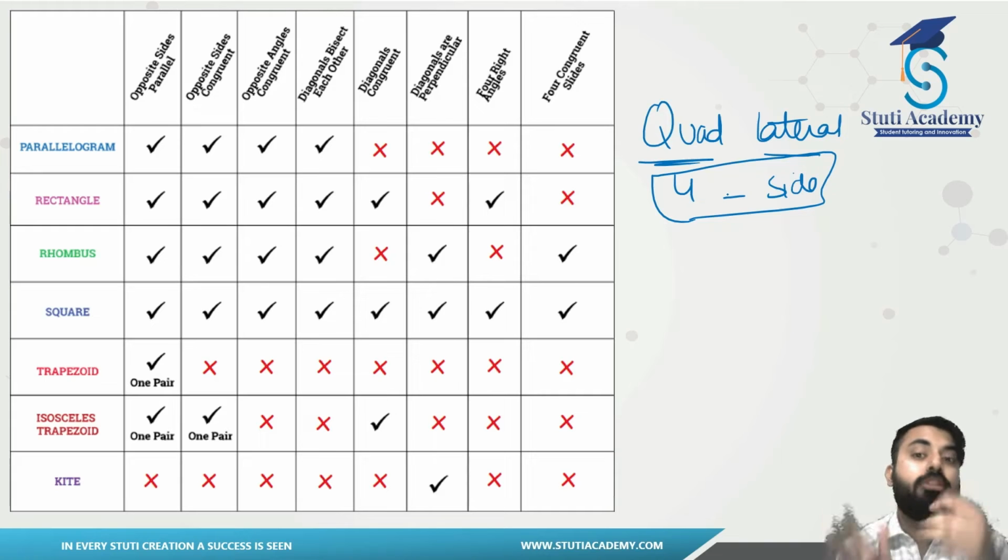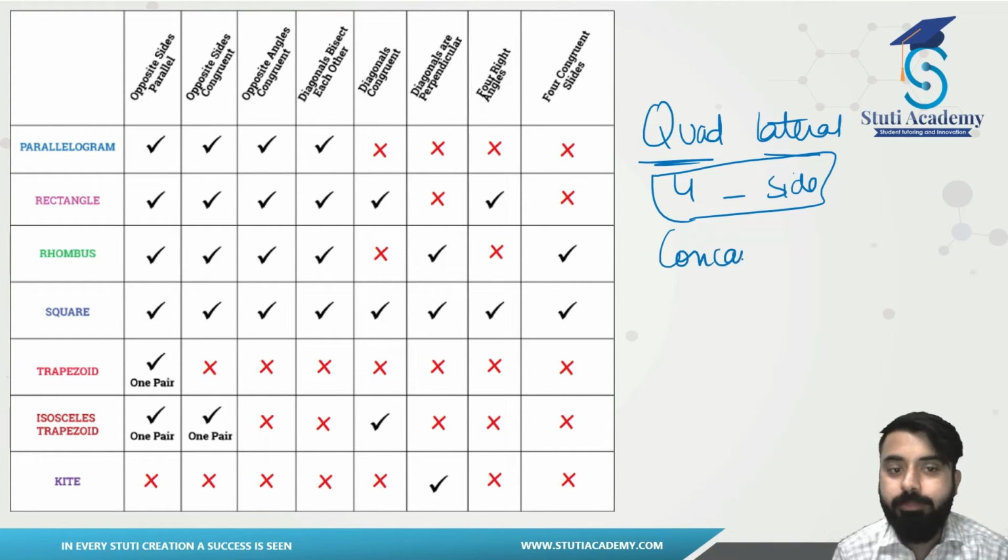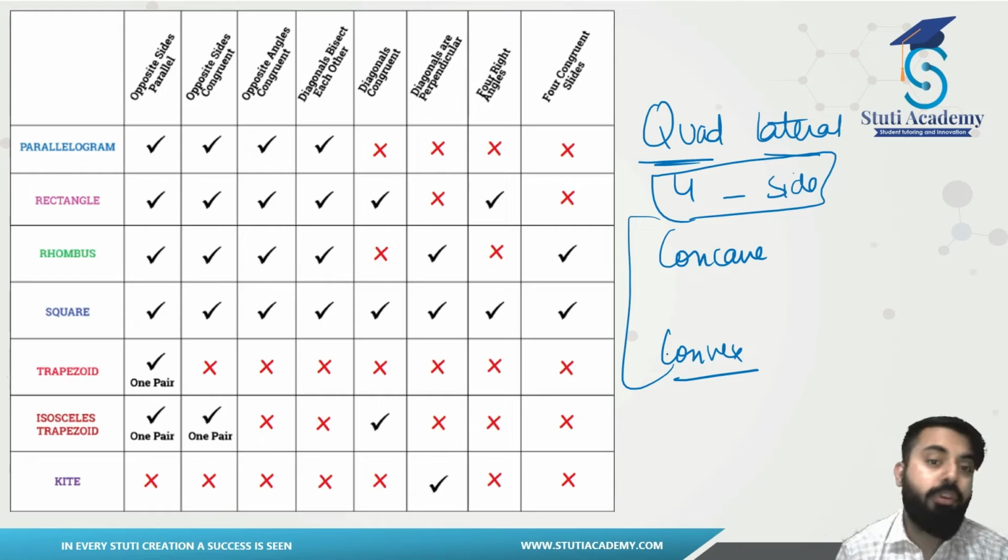And there were actually two categories of quadrilaterals. One was your concave quadrilateral and another was your convex, right? Now what are these two? If you are going to ask me, I have already explained in the earlier session.